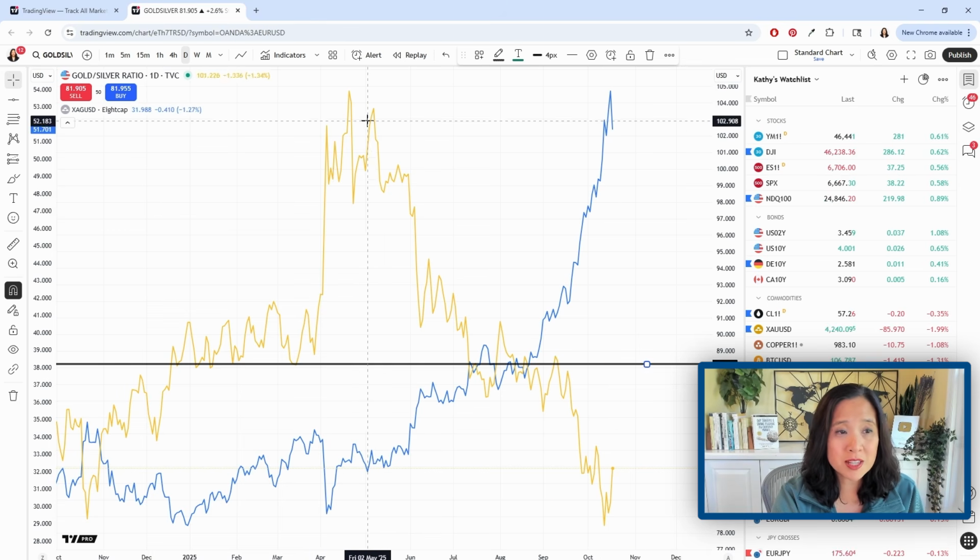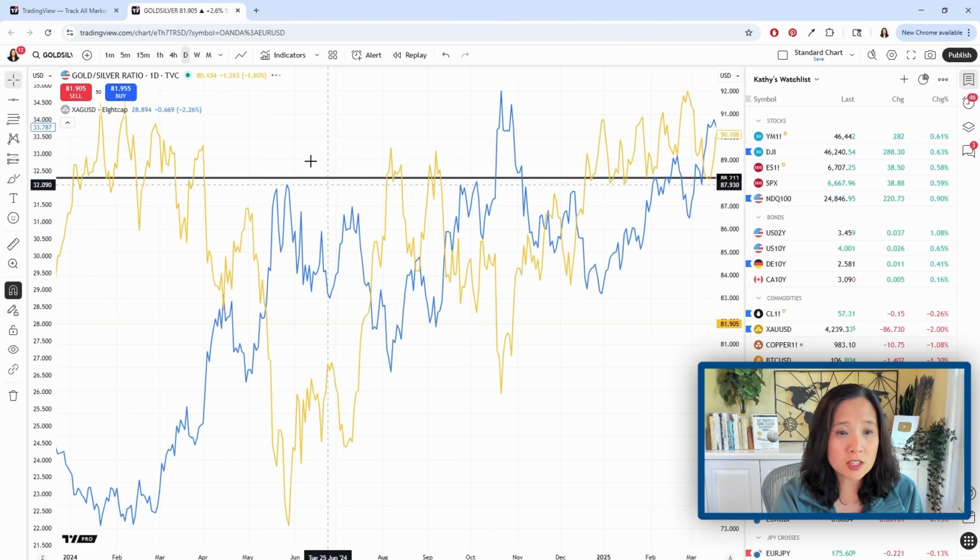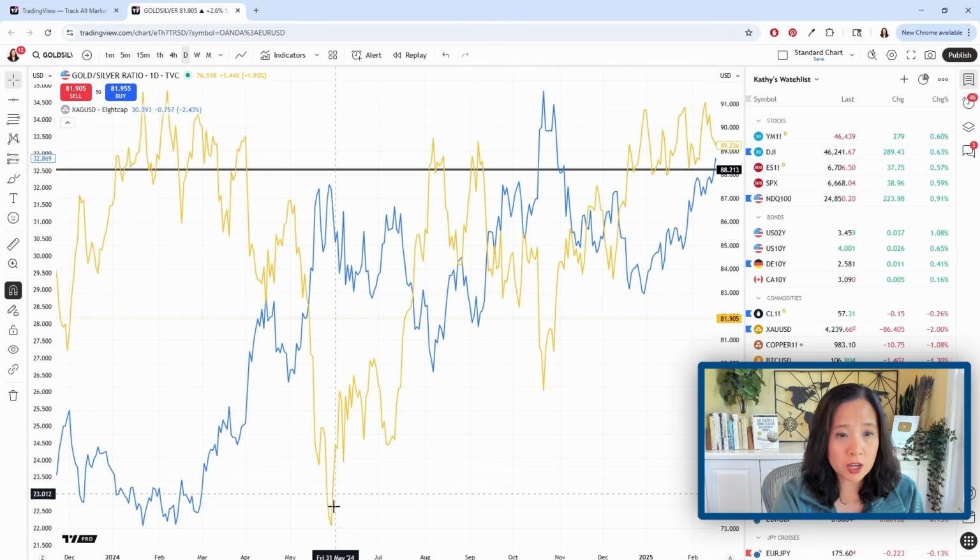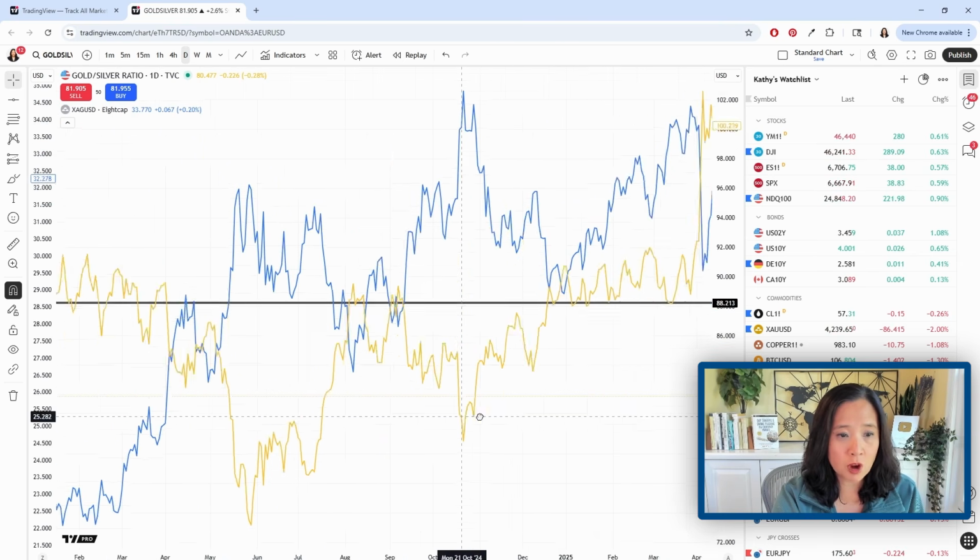Because when the ratio spikes, it means that gold is rising really fast and silver is undervalued in comparison. Now, in contrast, when you have a sharp drop in the ratio, like over here, let's see if we can find the sharp drop in the ratio.